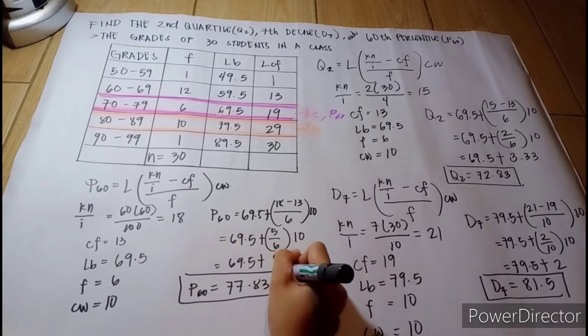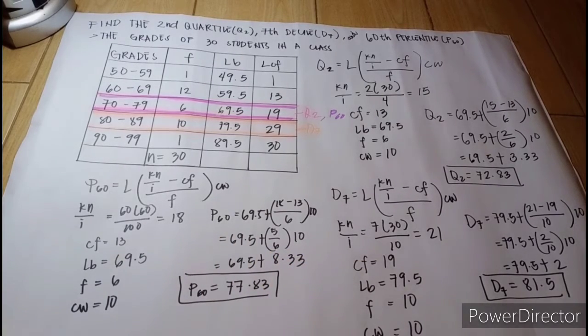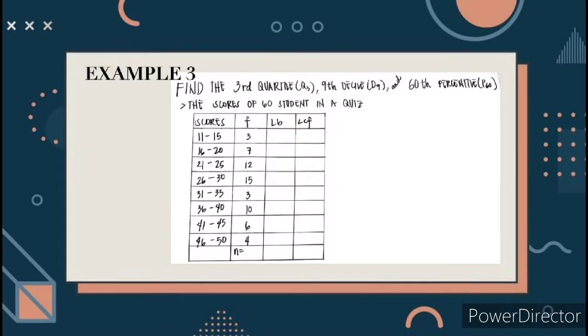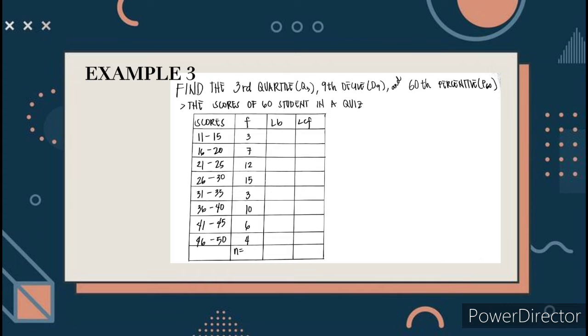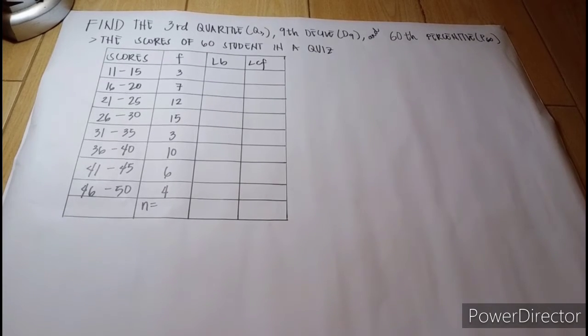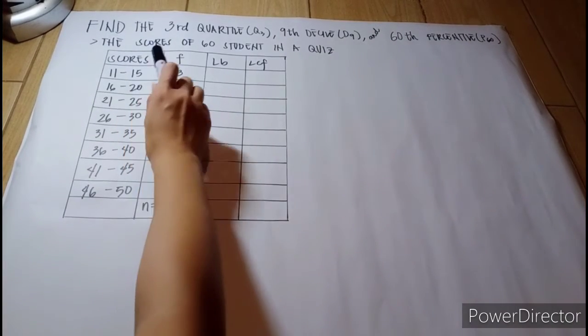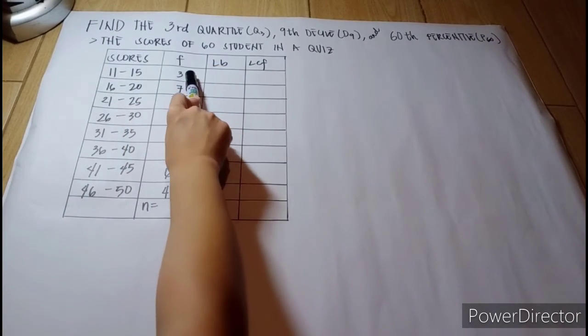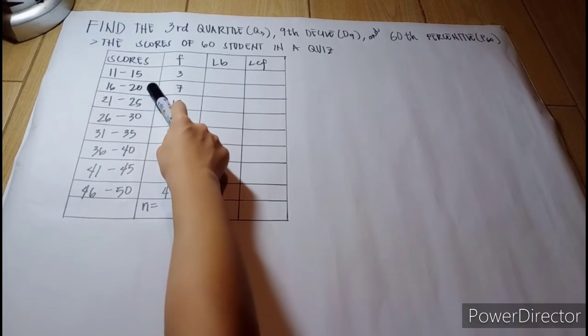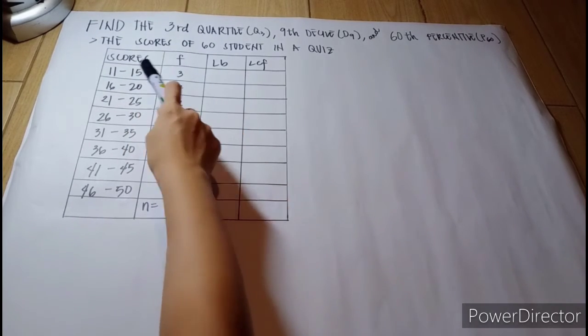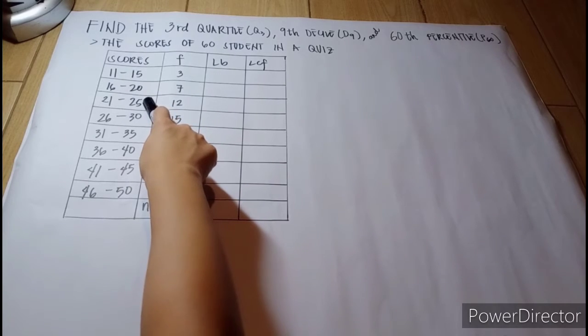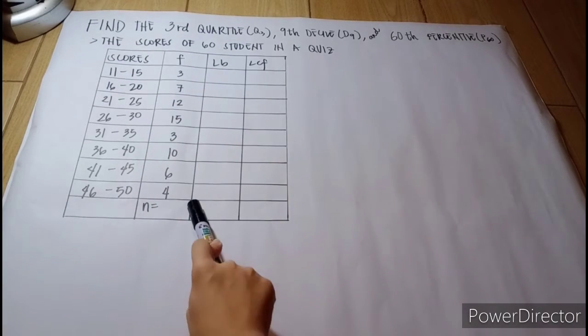Therefore, the 60th percentile is equal to 77.83. For example, given this table, find the 3rd quartile, 9th decile, and 60th percentile. The scores of 60 students in a quiz. Here are the scores: from 11 to 15 has 3 students, 16 to 20, 7 students, 21 to 25, 12 students, and so on.